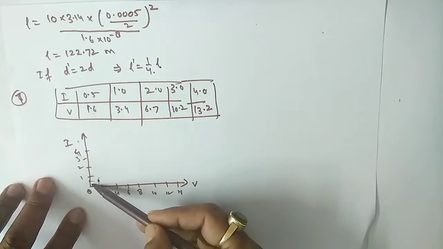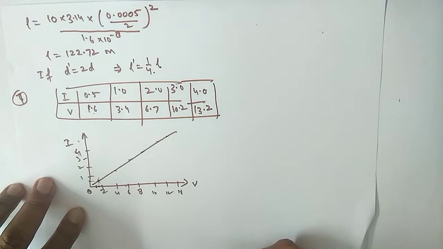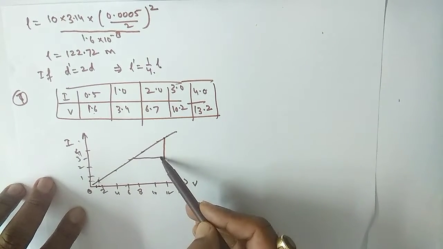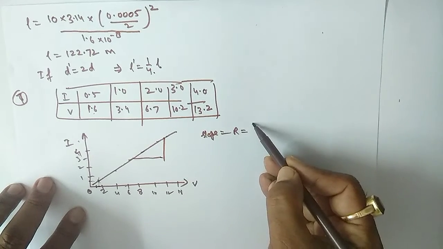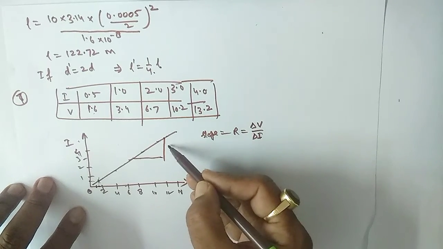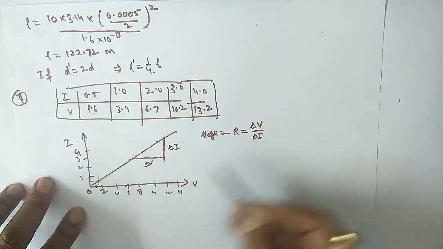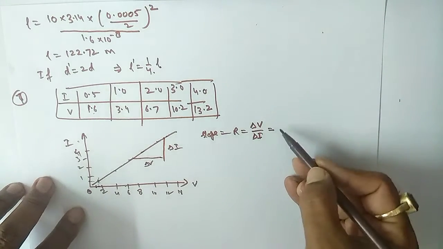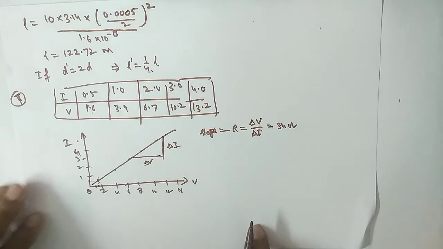Draw the graph, and you will find it is always a straight line. It is Ohm's law also. The slope will give the resistance. It is the change in V upon change in I. So put the values, and the answer will come 3.4 ohm. In this way you can solve question number 7.